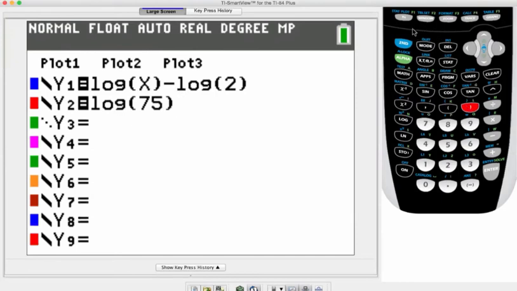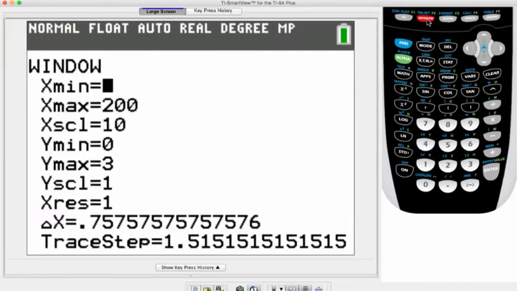So I'm going to do this graphically. I'm going to go to Window. I'm going to let x min be 0. My x max turns out this x value is going to be rather large, so I'm going to go up to 200. My x scale is 10. My y minimum is 0. The y values do not get very large, so my y maximum in this case will be 3.